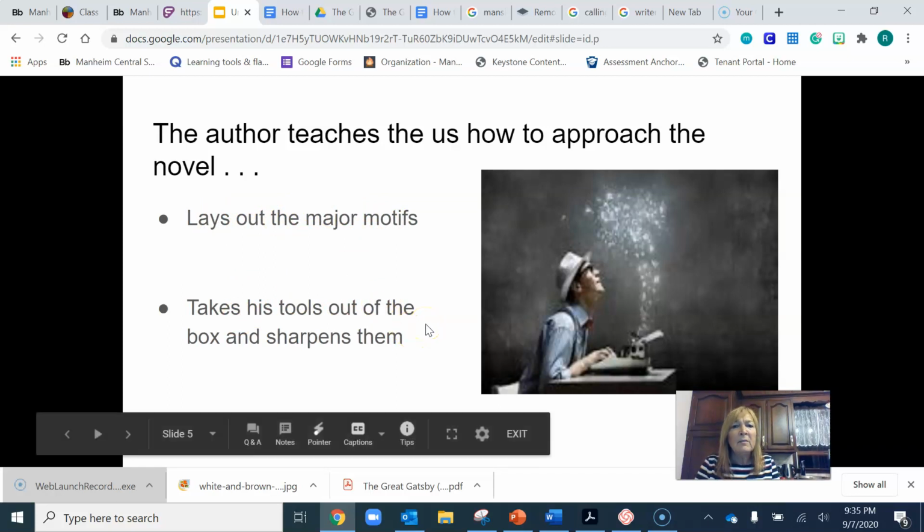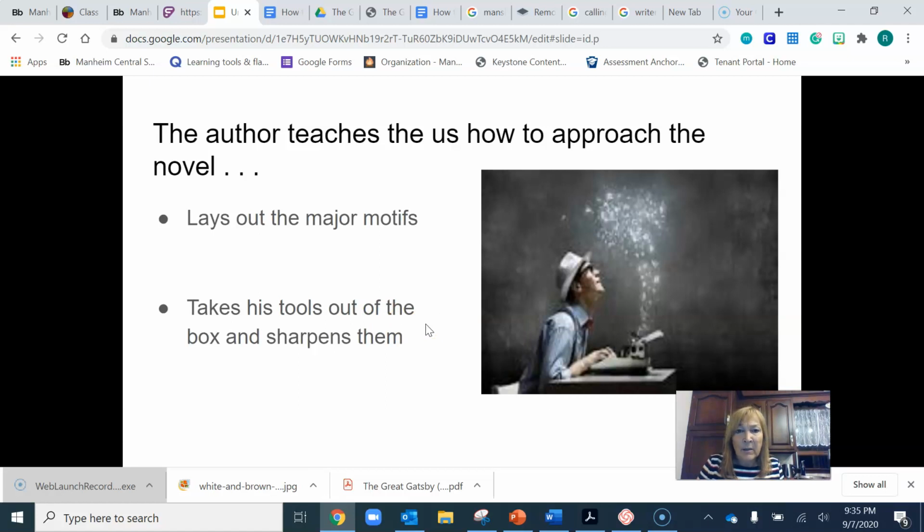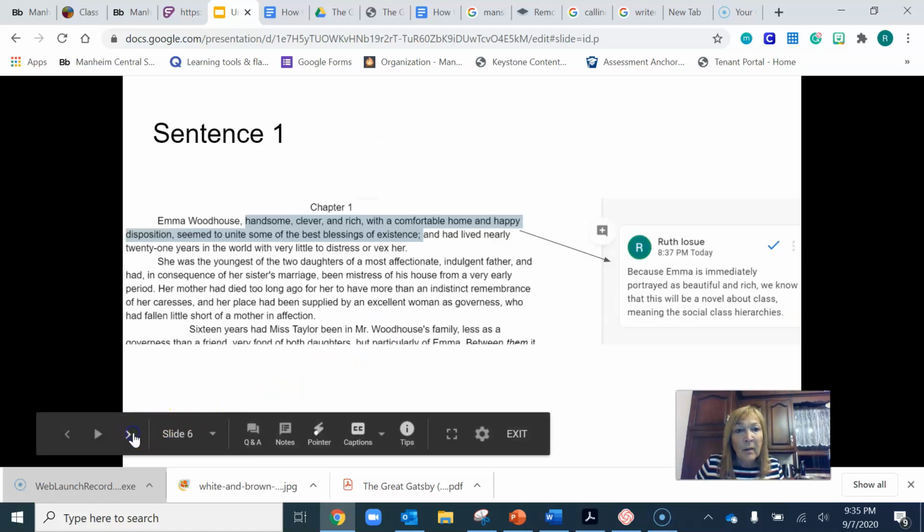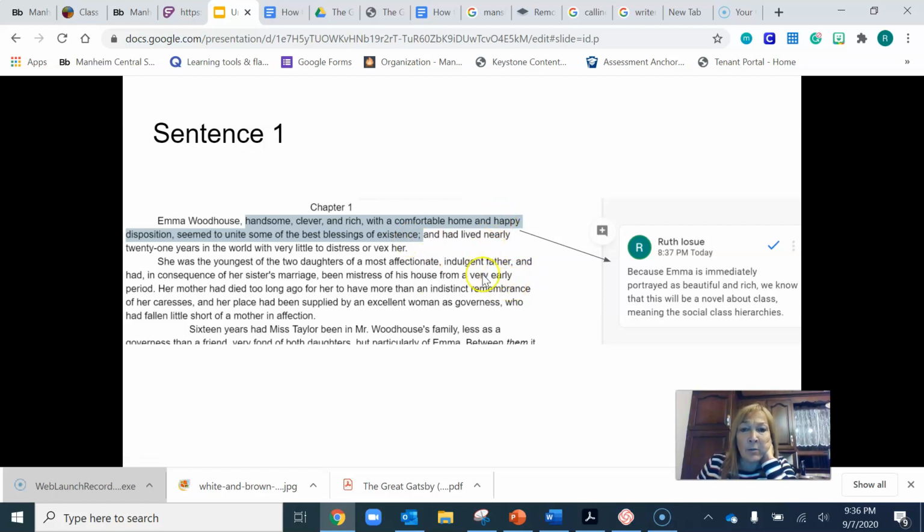So we're not just looking for major motifs in the book, but we're also looking out for the elements of style, the tools of the trade that this particular author is going to be using throughout the novel. And many times authors don't just use their tools of the trade, their style, in just this specific novel. They use them across all the novels that they've written. All right, so let's take a look now at the first chapter of Emma, and you have this on your assignment for today.